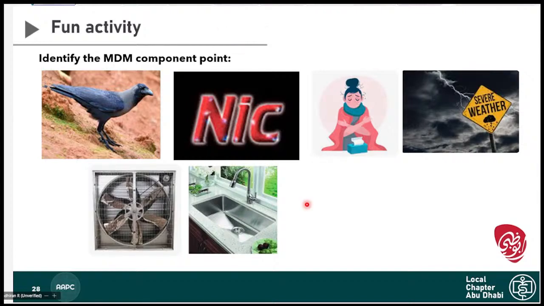Okay, thanks for guessing. I'll show the answer. The answer is chronic illness with severe exacerbation. Chronic illness, severe exacerbation. So we'll move on to the next.